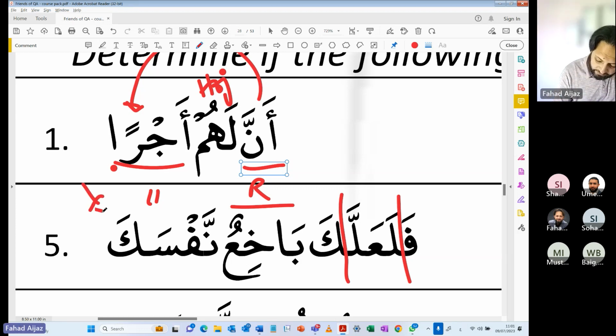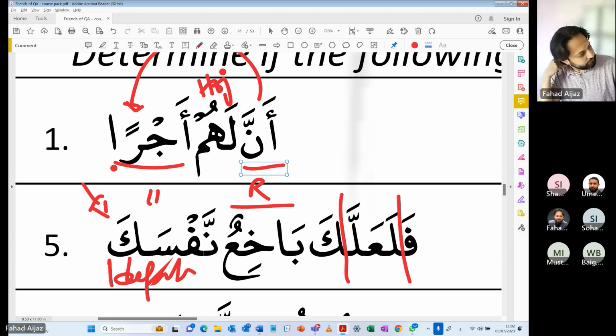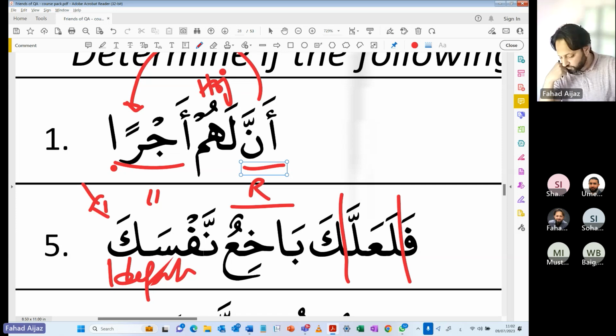What is the status of this kaf? Seemingly nasab. What is this kaf? Do we know anything about this? It's anta. It's the attached form of anta. Very good. And what is it doing with nafsa? Is it forming something together? Nafsa ka, in your nafs. So it's idafa. Now that you know it's idafa, what is the status of ka? Jar. Okay.